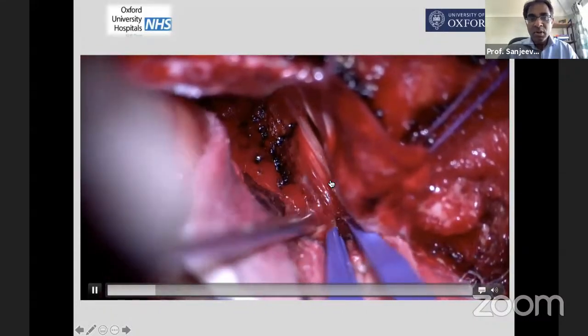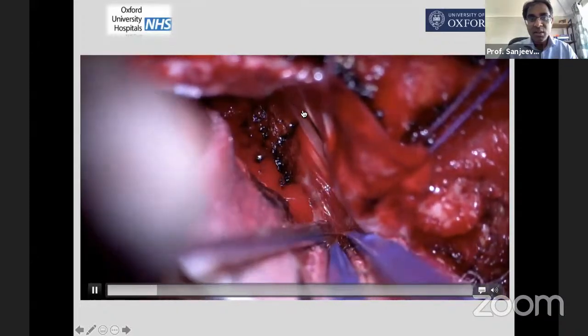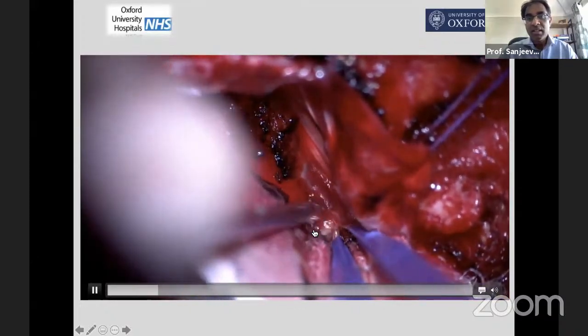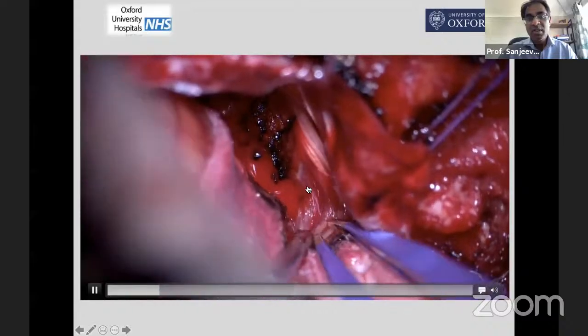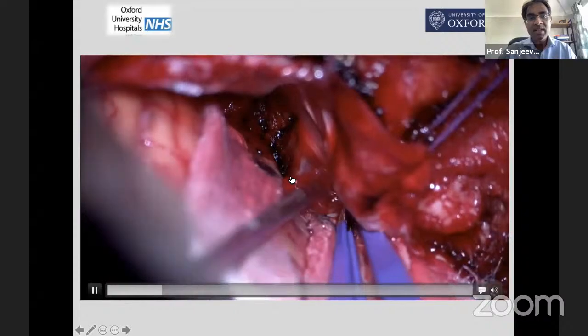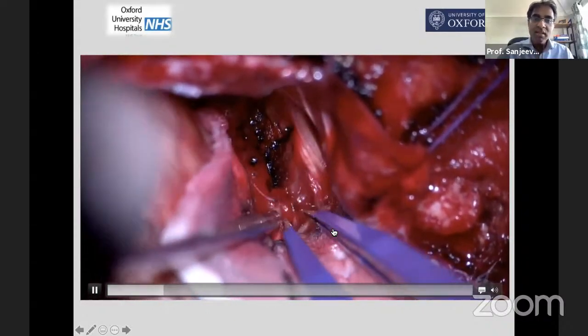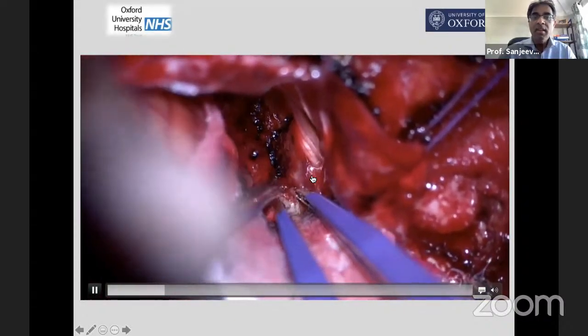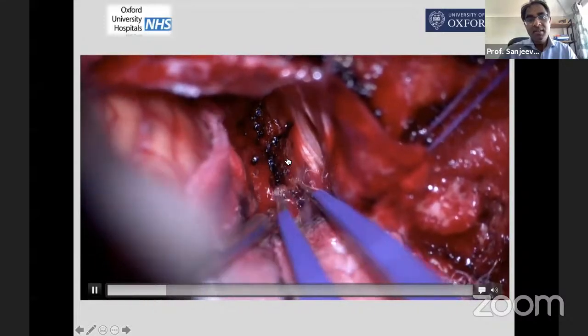So working the lower pole, I'd like to get more CSF. You can see the low cranial nerves here. We're just starting to separate away the tumor. Got a reasonable understanding of what's happening with the anatomy, so I can start to coagulate. I know I'm away enough from some of these.